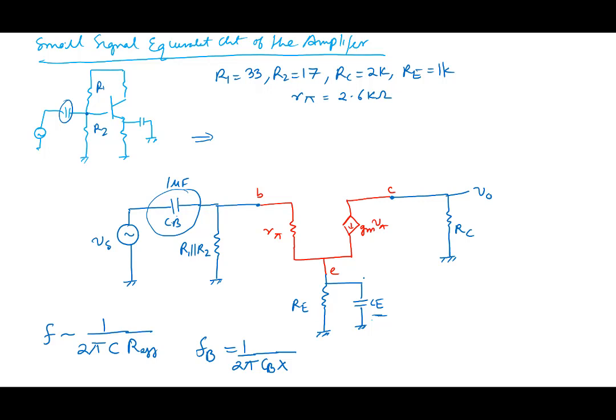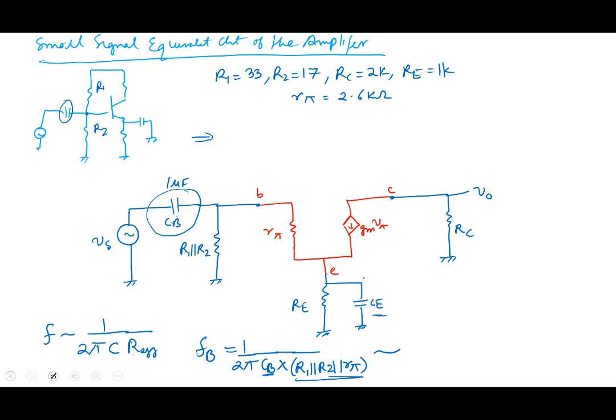R pi parallel R1 parallel R2. That's it, because this point emitter is short, right? So that's it. R1 parallel R2 parallel R pi. Calculate this value. How much is this coming out? 2.1K. Okay, 2.1K is this resistance. So multiply it by CB, which is 1 microfarad, and calculate. CB is 1 microfarad, so what is the frequency?